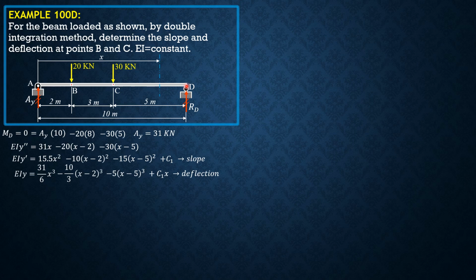We now evaluate the value of c sub 1 by setting the value of x in this equation, boundary condition. When x is 10, it is a support, so y is 0. So 0 equals 31 over 6 times 10 cubed, minus 10 thirds times 8 cubed, 10 minus 2 is 8, minus 5 times 5 cubed, plus c sub 1 times 10. Solving for c sub 1 using your calculator, c sub 1 is equal to negative 283.5. This c sub 1 divided by EI is the slope at A.